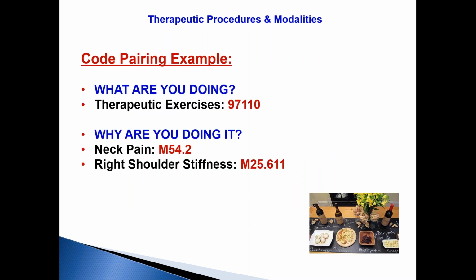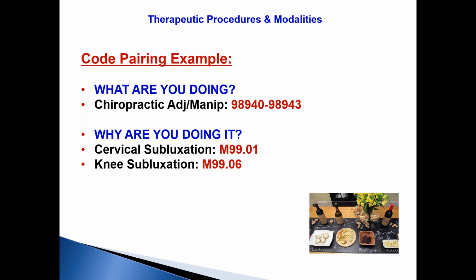Oh, you do therapeutic exercises? Beautiful. Pair that with what? Neck pain and stiffness. How about an adjustment? Let me show you how not to pair. You do a chiropractic adjustment, 98940, and you pair that with M99.06, a knee subluxation. Automatic denial. That tastes terrible. You don't pair those two.